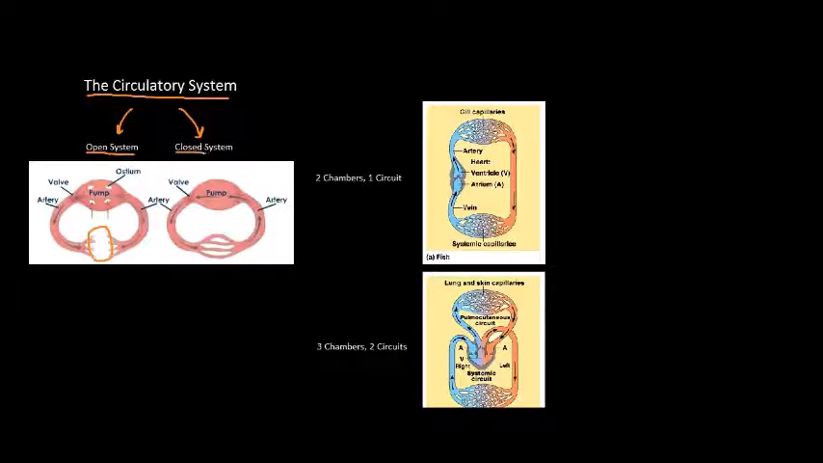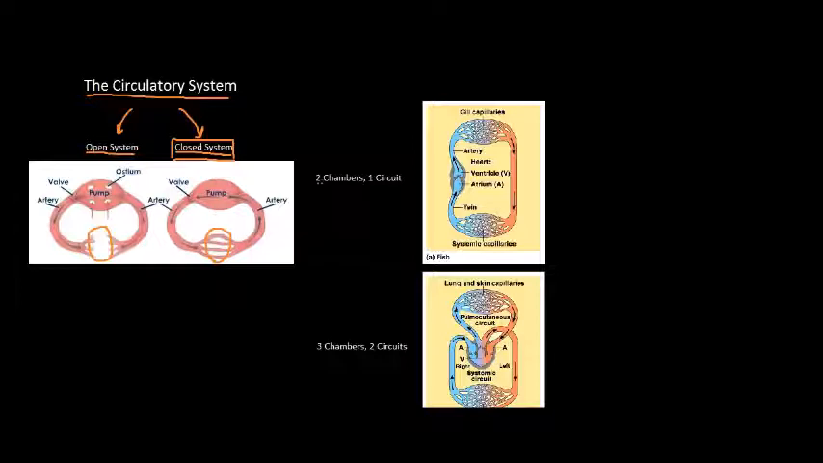Vertebrates, on the other hand, have closed circulatory systems. This is where the blood circulation is always enclosed within vessels of different sizes, rather than into the body cavity. In this lesson, we are only going to focus on the specifics of the closed circulatory system.